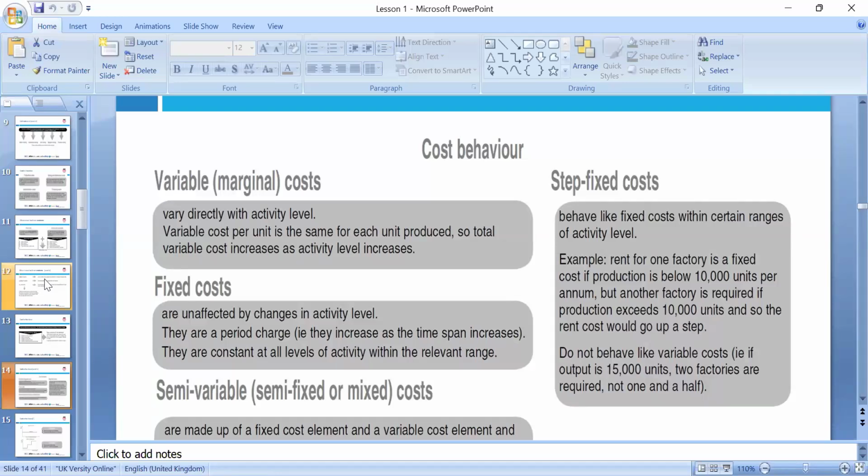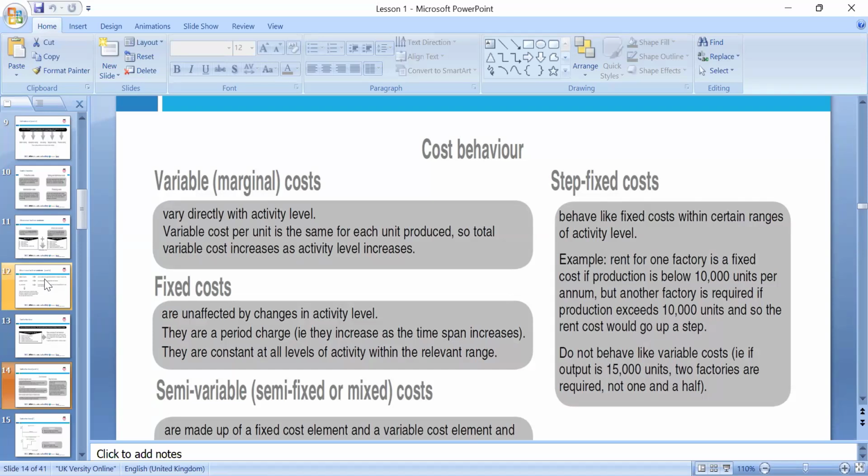That's the variable cost. So we have a fixed and variable cost together, that's known as semi-variable. So we can use the high and low method, which we'll go through in the next slide. That will help us differentiate how much is fixed and how much is variable.